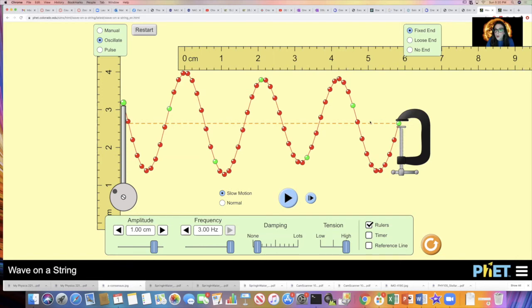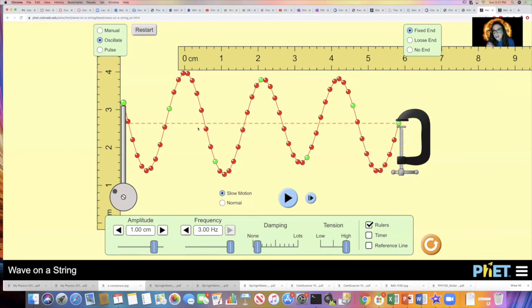So we've got 1, 2, 3, 4, 5, 6, 7, 8 nodes. And the antinode is the peak amplitude away from our x equals 0 line. So if we have 8 nodes here, we are going to have 1, 2, 3, 4, 5, 6, 7 antinodes. And the antinode again is your peak amplitude away from that x equals 0 line, the equilibrium line down the middle. Okay, so let's see.